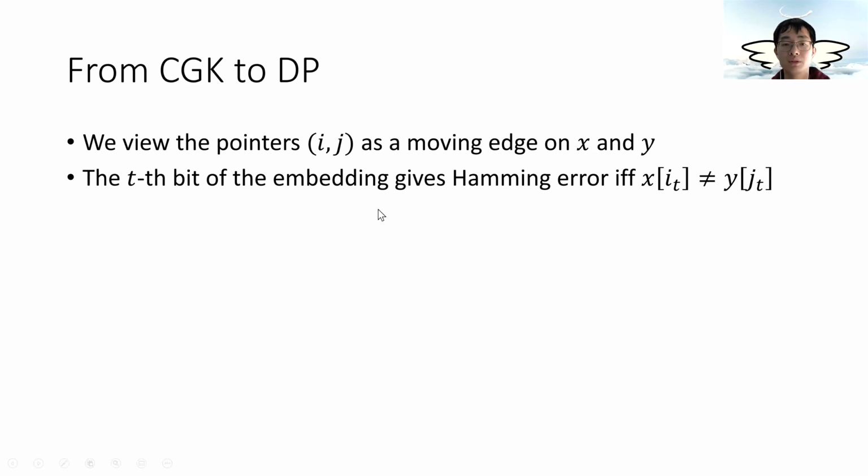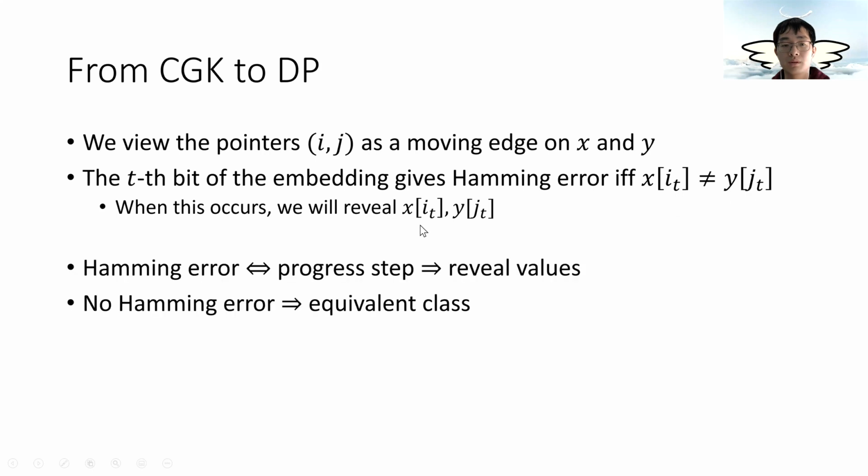We view the pointers i, j as a moving edge on x and y. Therefore, the t-th bit of the embedding gives a Hamming error if and only if the i_t-th character of x disagrees with the j_t-th character of y. When this occurs, we will reveal the characters. Therefore, the Hamming error is equivalent to progress steps, which means we will reveal values. And if we have no Hamming error, then it means we get an equivalence class.